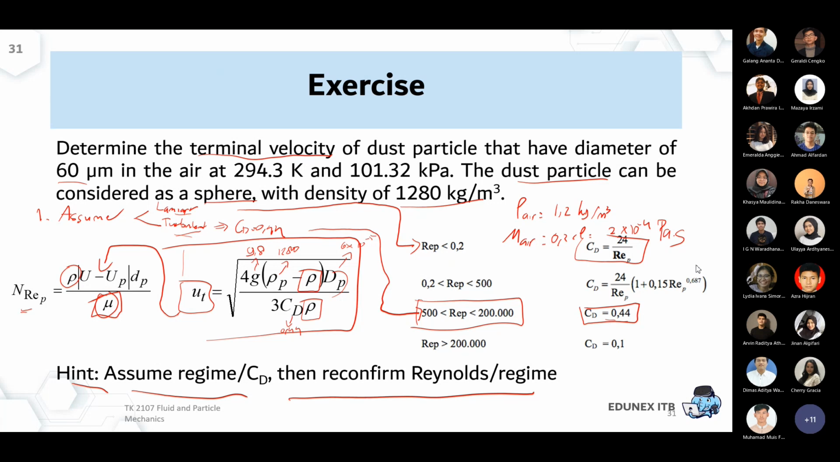So it's not correct to assume CD to be 0.44. That's a good exercise for you; it's a bit unlucky to use your initial assumption and get an incorrect final answer. But that will not be the case if some of you started with an initial assumption of laminar. Anyone tried using an initial assumption of laminar, so that CD is 24 per Re?